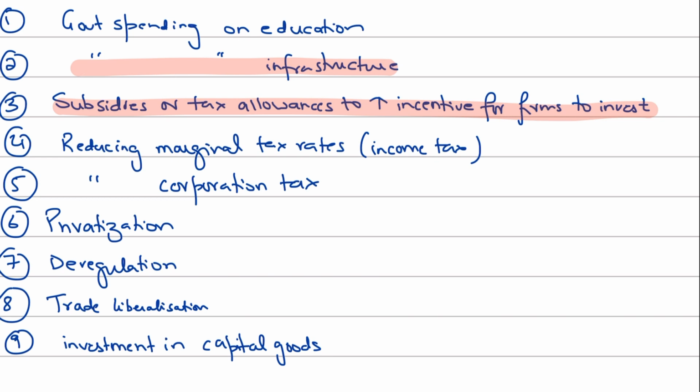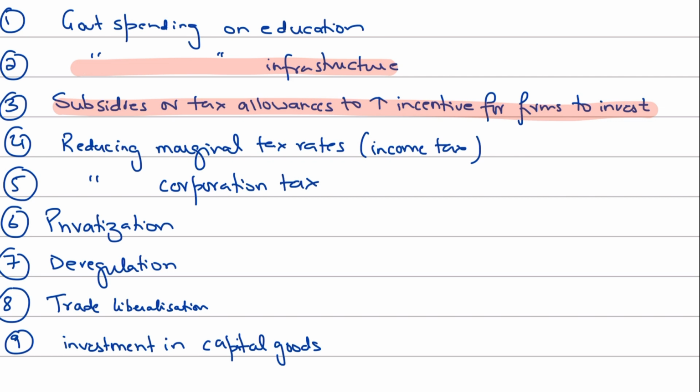So the government is offering subsidies or tax allowances to increase the incentive for the firms to invest in new capital, upgrading machinery, building a new factory, improving technology, or maybe engaging in more research and development or spending on innovation.